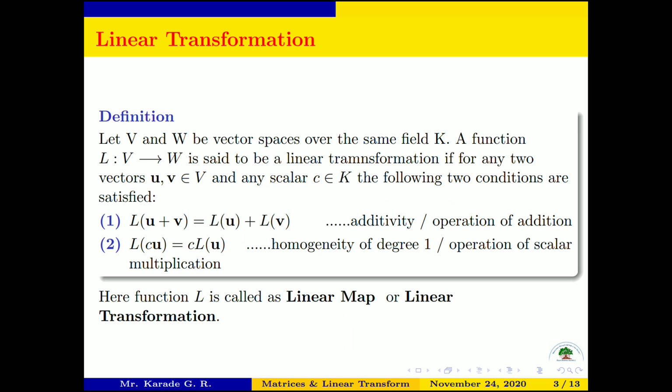Here, function L is called a linear map or linear transformation. We write a note. Thus, a linear map is said to be operation preserving because operations are preserved. On the left hand side, there is addition of two vectors, and on that vector we are operating L. And on the right hand side, we again get addition of vectors, but these vectors are from the codomain.